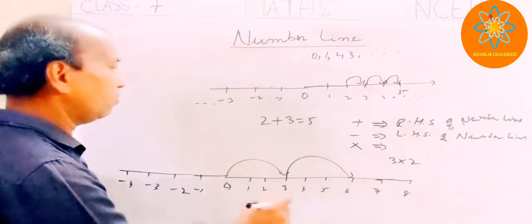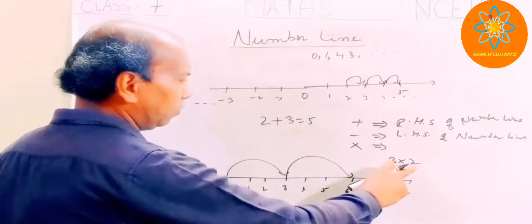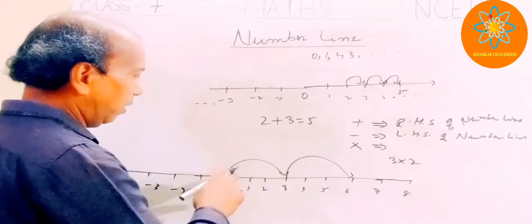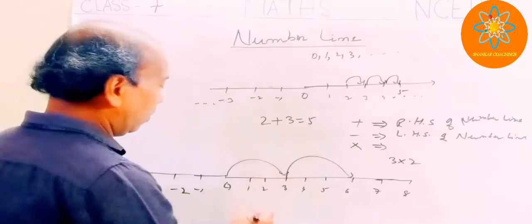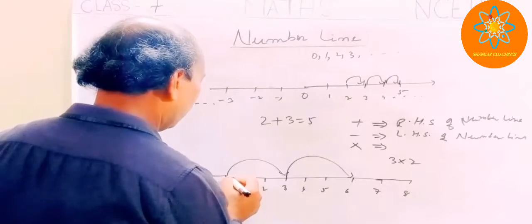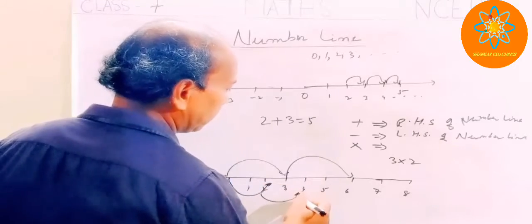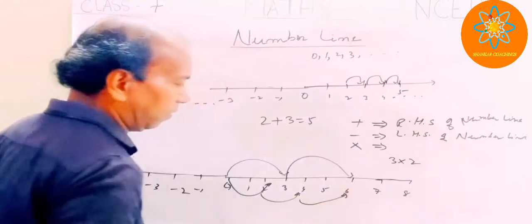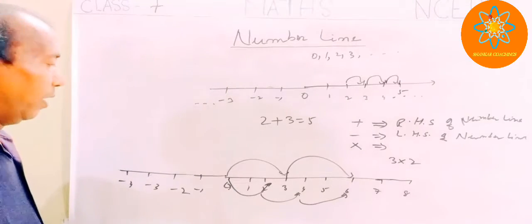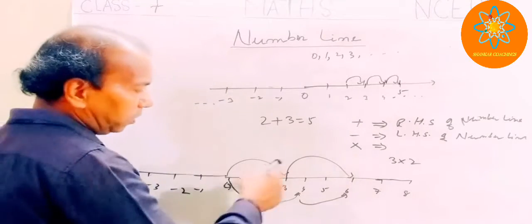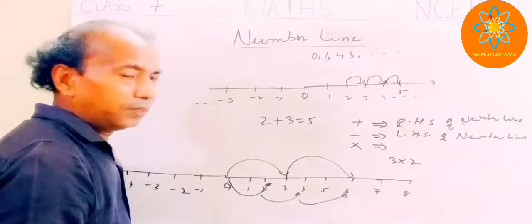Or we can do it in this way also. We'll take the 2 and then we'll go 3 times, like this. Suppose here is the 2, this is 1 time, 2 times, again you get the value 6. Why in both cases are we getting the same result?